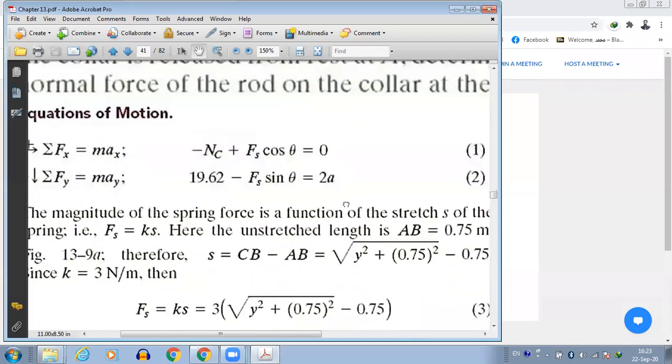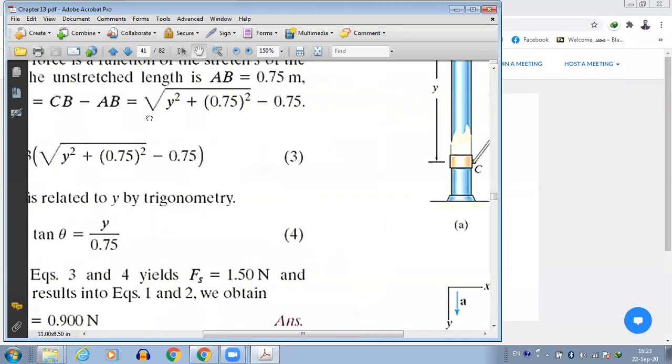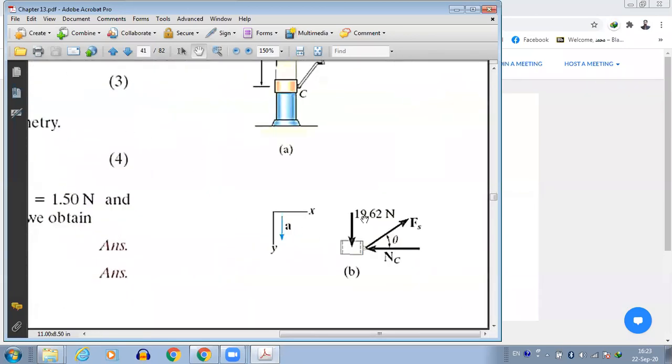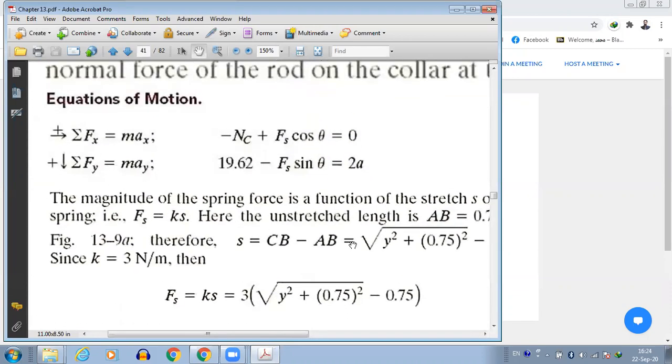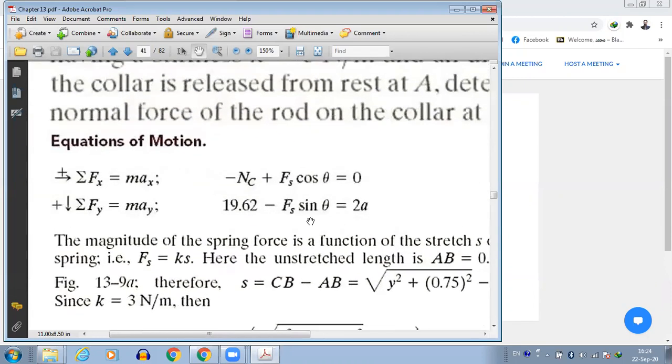And then the second equation, summation Fy equals may. So what will summation Fy be? We have the weight acting downward. We'll consider it positive, as y downward is positive. And then we have a component of Fs acting upward, which will be considered negative: Fs sine theta. So 19.62 minus Fs sine theta equals 2a. So these are the two equations.